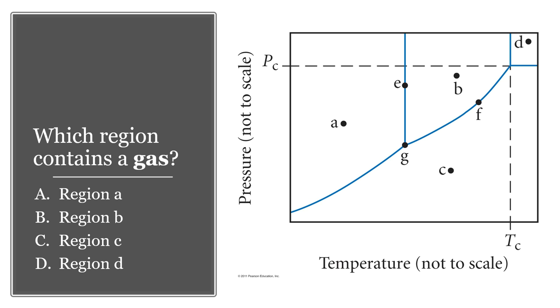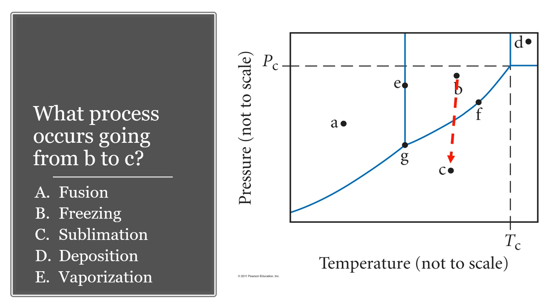Which region contains a gas? Region C contains the gas. What process is going on from moving from point B to point C? As we move from the liquid to the gas phase, we are vaporizing the substance.